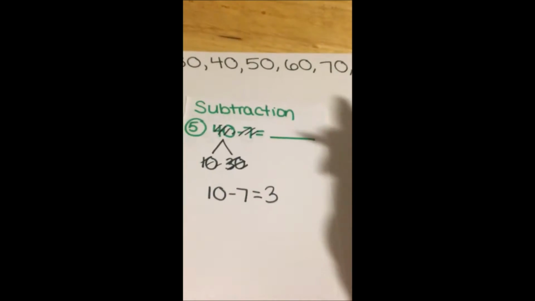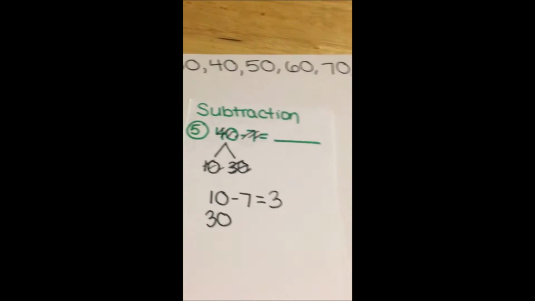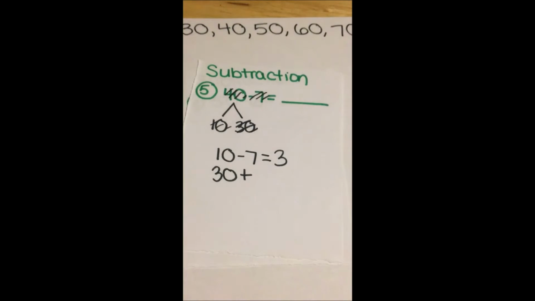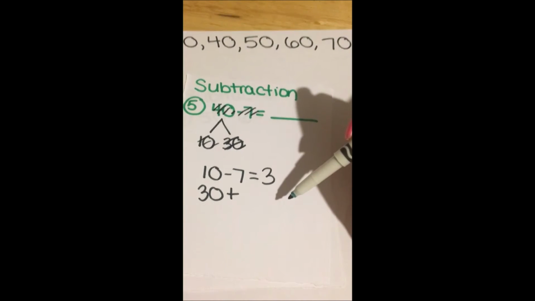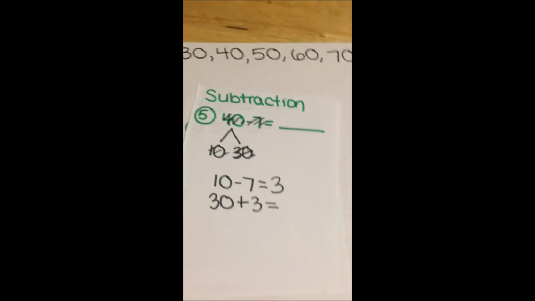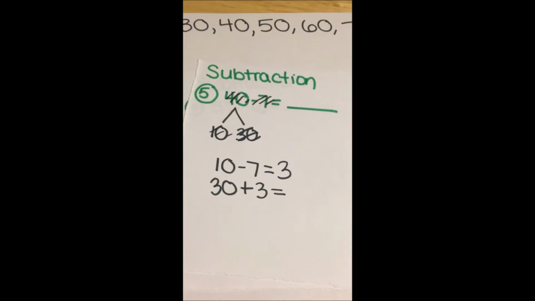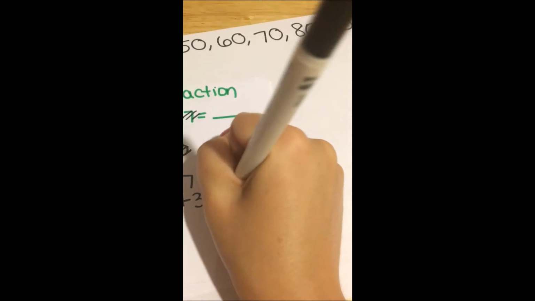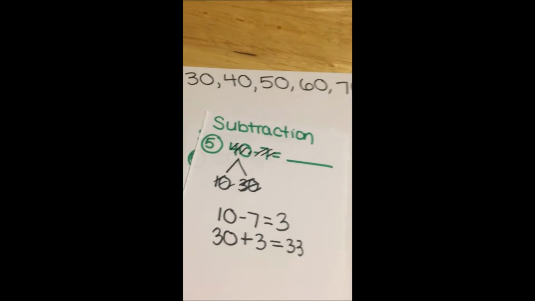Now we take our second number, bring him on down, and our second sentence always has to be addition. Now let's see, what number do we use? We use the 10, we use the 7. Did we ever use the 3? Nope. So he moves on right next to the 30. So what is 30 plus 3 equal to? If you said 33, good job. So then we can assume that 40 minus 7 equals 33.